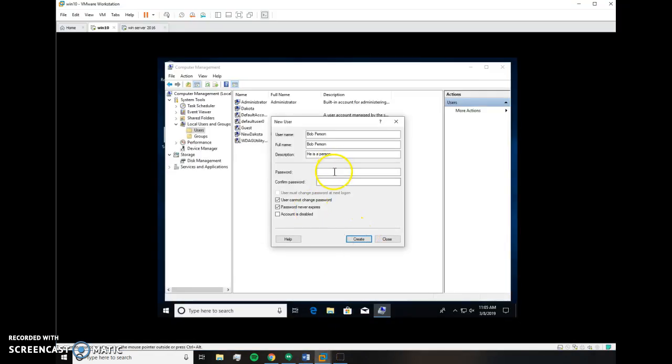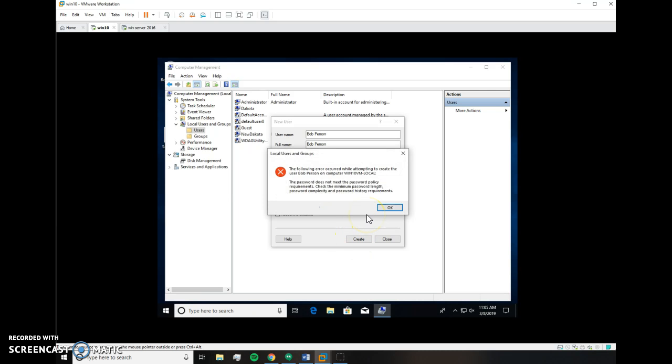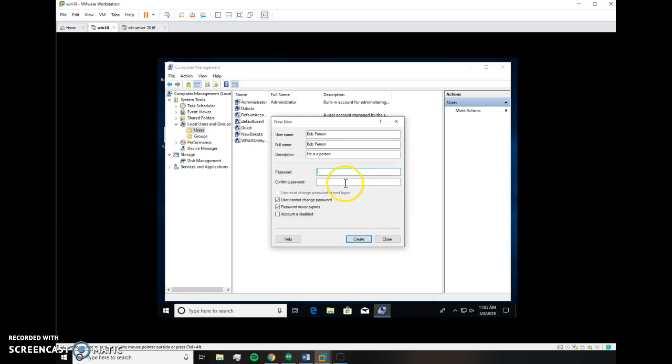So let's go back, and we're going to make this password be password 12. We're going to create. Okay, we're going to try something that doesn't have the word password in it. So pass 12 word.